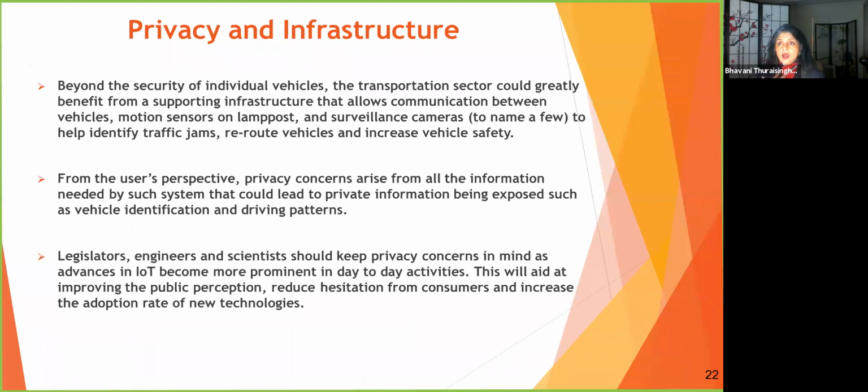Okay. What about privacy? We cannot forget about privacy, right? So we looked at security, but beyond security of the vehicles, the transportation sector could greatly benefit from a supporting infrastructure that allows communication between vehicles, motion sensors, lampposts, and surveillance cameras. Without a doubt, AI is very helpful, and surveillance is really useful. We can figure out who is speeding, what about traffic jams. However, from a user point of view, it's quite dangerous because there are privacy concerns from all the information needed by such a system that could lead to private information being exposed, such as vehicle identification and driving patterns, right?